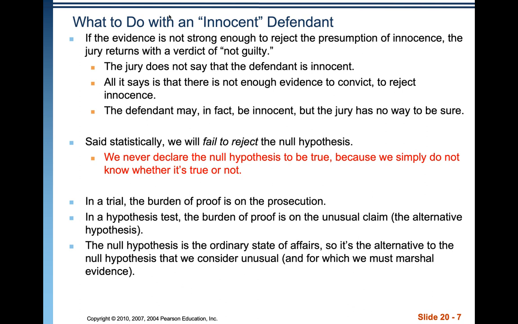We never declare that the null hypothesis is true because we simply do not know whether it's true or not. We never prove anything. We haven't provided statistically significant evidence to go with the alternative. In a trial, the burden of proof is on the prosecution. In a hypothesis test, the burden of proof is on the unusual claim, the alternative hypothesis. The null hypothesis is the ordinary state of affairs, so it's the alternative to the null hypothesis that we consider unusual and for which we must marshal evidence.